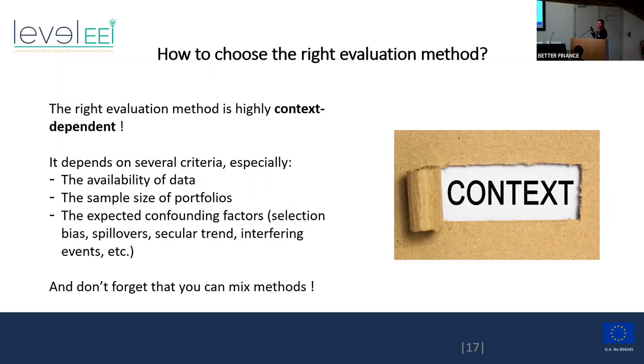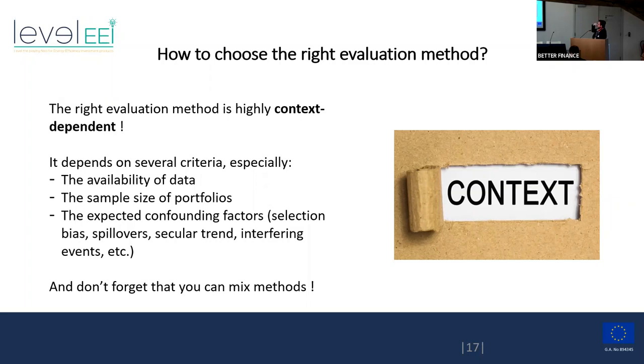So you have a huge variety of methods that are usable. How to pick one of them? It all depends on the context. First, what data you can rely on. Second, the sample size of your portfolio, because some methods, the econometric methods, require a lot of data. So if you have a portfolio with only a dozen positions, some econometric methods cannot be applied. So it will force you to move to other methods.